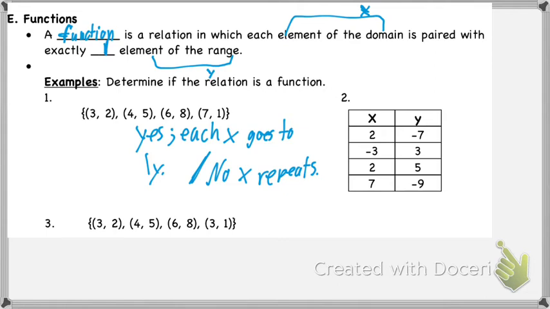Okay? If we look at number 2, this is also a relation. This relation is in table form. But we learned that you can express a relation either way. 2, -7, 3, -3, 3, 2, 5, 7, -9. Now, 2, the x value goes to -7, but does it go to another y value as well? Yeah. It also goes to 5. So because one x value, in this case 2, goes to more than one y value, -7 and 5, this one is not a function.